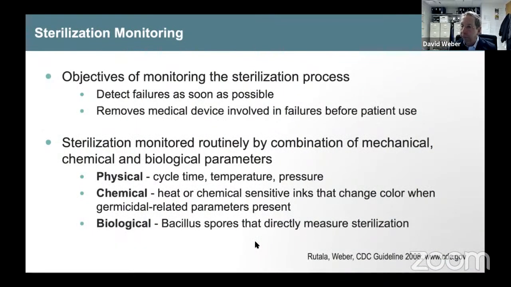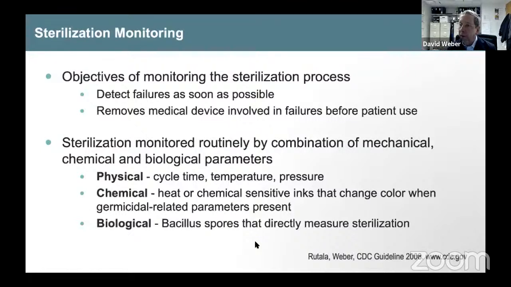Now, we do need to monitor everything we do to make sure what we think is being done is being done correctly. We want to detect failures as soon as possible and remove failed medical devices before patient use. There are a number of ways to do it. One is physical: cycle time, temperature, pressure. Steam sterilizers, for instance, will usually have a paper tape readout plus alarms to know that they reached the proper time, temperature, and pressure. Those tapes are removed. Everything is barcoded, so you can trace every single instrument back to its washer disinfector cycle, to its sterilization cycle, and ultimately to a specific patient. So if there's a breach, those are all entered into a book, and now they're computerized.